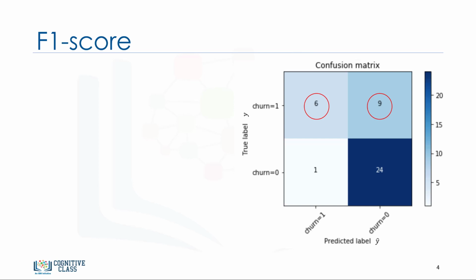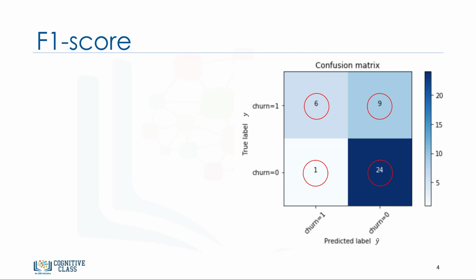What about the customers with a churn value 0? Let's look at the second row. It looks like there were 25 customers whose churn value was 0. The classifier correctly predicted 24 of them as 0, and 1 of them wrongly predicted as 1. So, it has done a good job in predicting the customers with a churn value of 0.